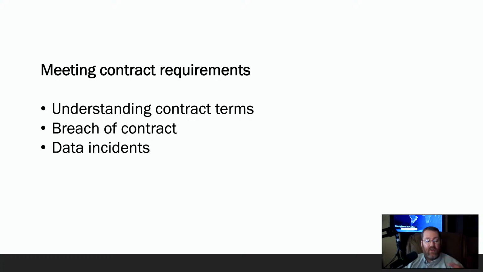So if someone is not doing the things that they're supposed to be doing, how is that going to affect the contract? Now, this is where your general counsel is really going to take control and deal with this. But you need to know, if they're not meeting the security requirements, that you go talk to your general counsel and tell them, hey, we have a problem here. They're not meeting these requirements, and see what remediations you need to do. And then, of course, data incidents. This is the big one.